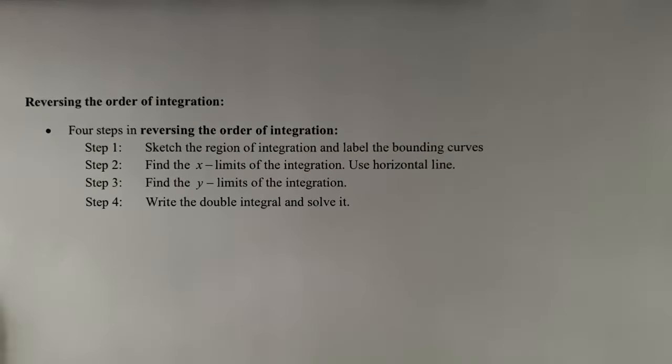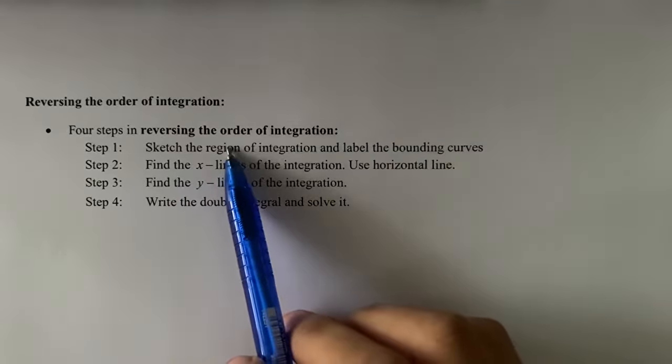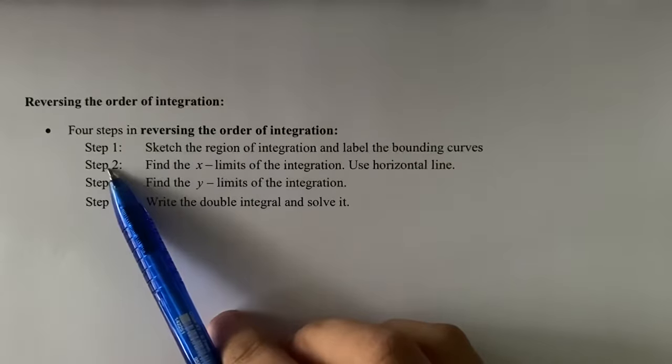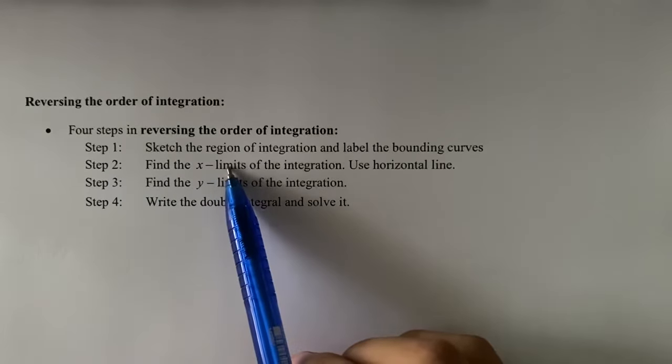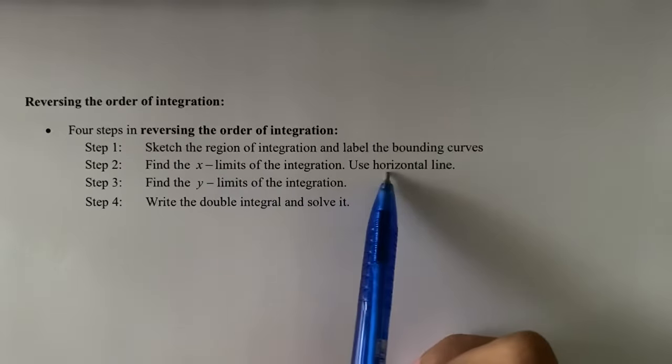Next, reversing the order of integration, or I might say, finding the limit for a type 2 region. Before this we considered the type 1 region, dy dx. So this one is for dx dy. Okay, step 1, sketch the region. The same thing you need to do. The second step is to find the x limit. Instead of y limits, you find the x limit. Okay, use the horizontal line.